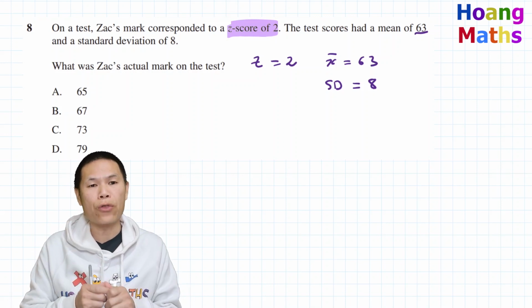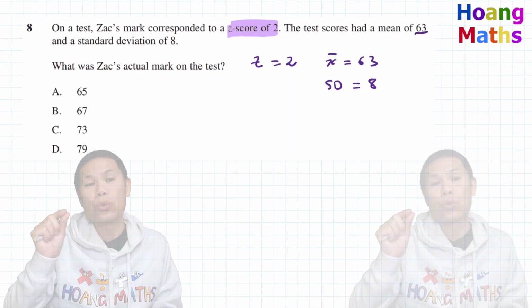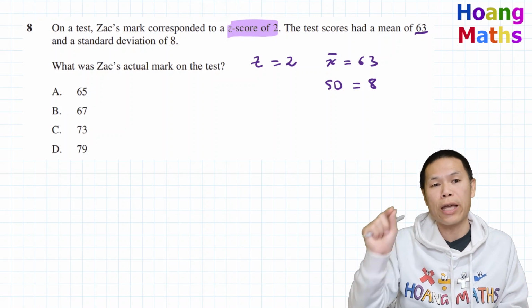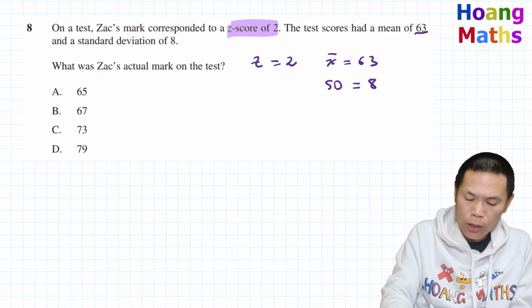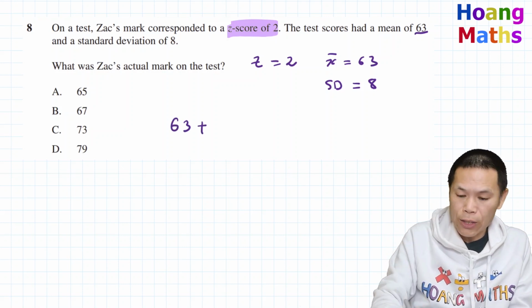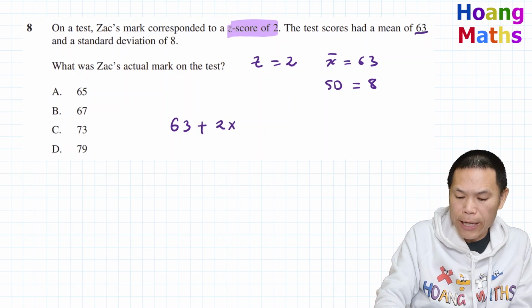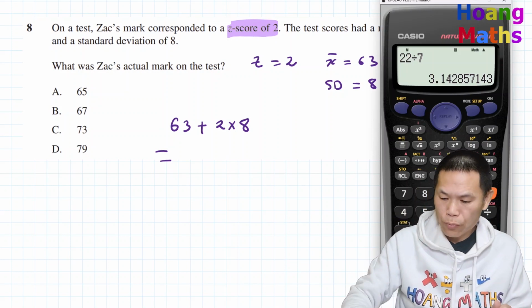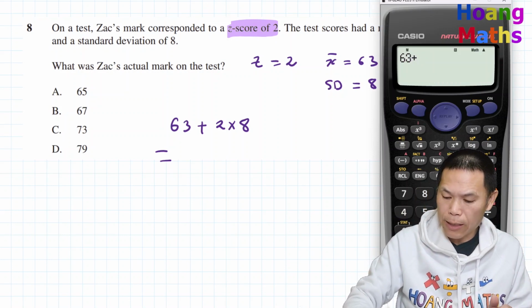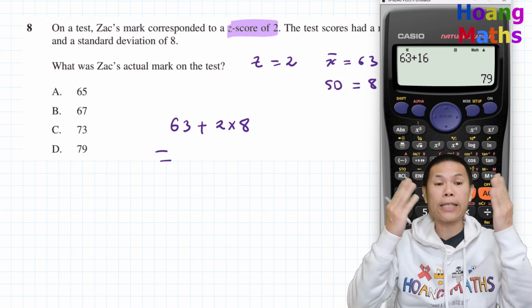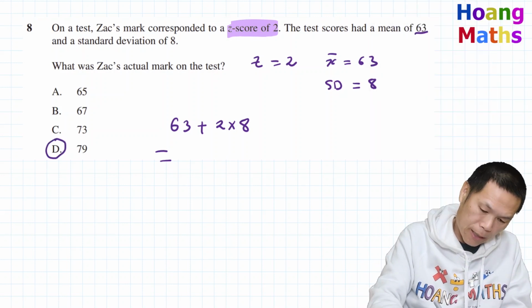First of all, we know that Zach scored 2 standard deviations above the average, because Z is equal to 2. That means 2 standard deviations above the mean. So his actual score is the mean plus 2 standard deviations, which is 2 times 8. I just put it on a calculator: 63 plus 2 times 8, where 2 times 8 is 16. Otherwise, just type 63 plus 2 times 8. So 79. The answer is D. There you go.